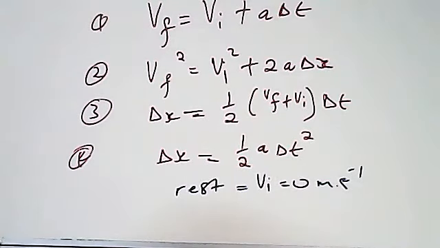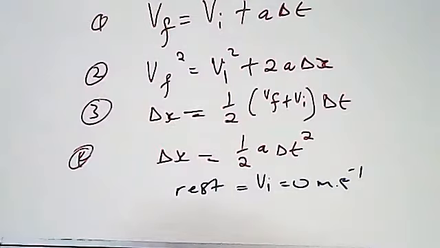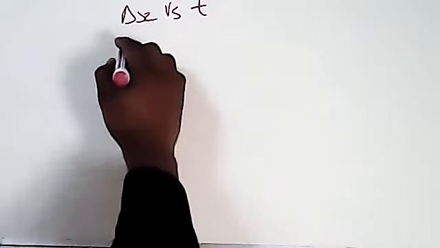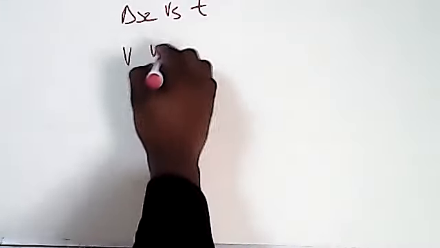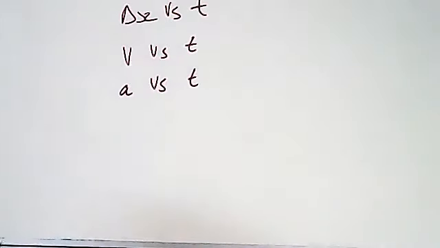So I don't want to take too much of your time, but when you are using these formulas, you will have to draw graphs as well, or they will give you graphs to interpret. When you're given graphs to interpret, you can interpret 3 types of graphs: displacement versus time, velocity versus time, or acceleration versus time. Those are the 3 graphs that you have to do.